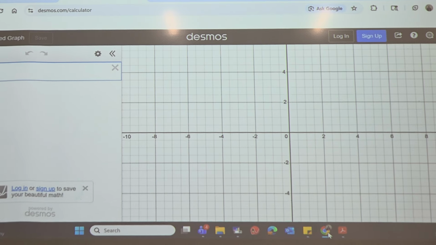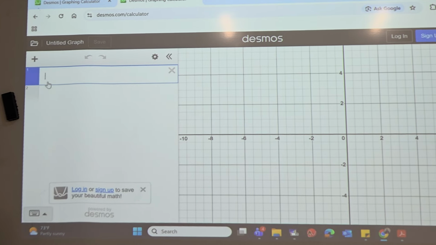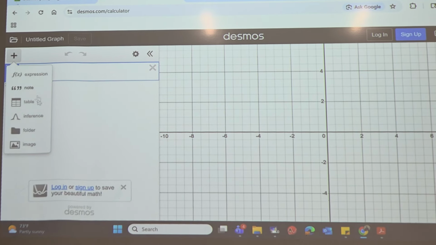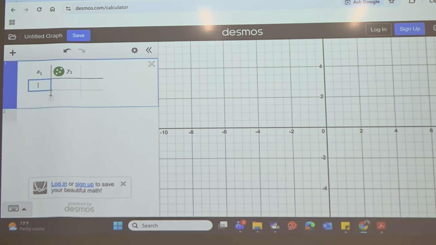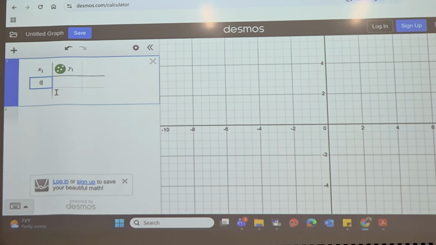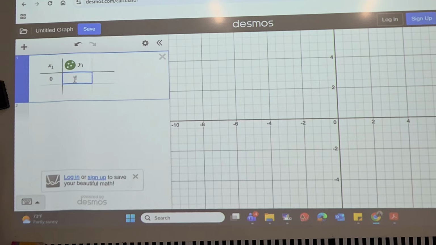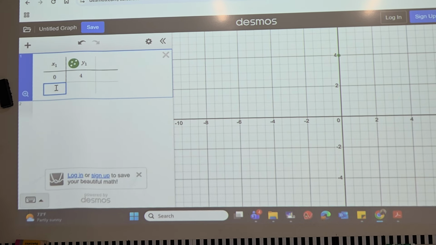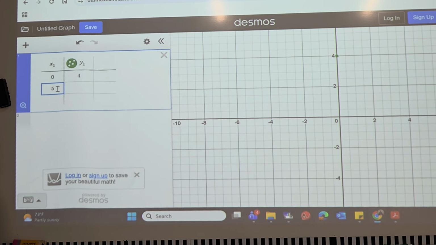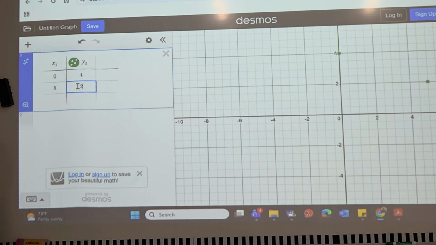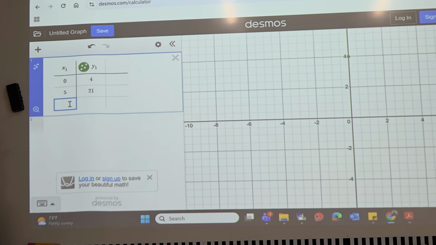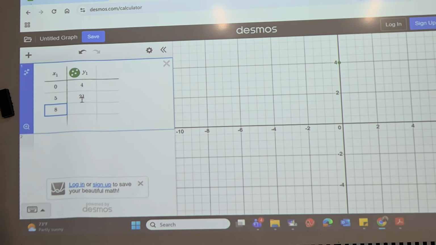So if I do that, I go over here to the plus sign, you click table, and then my points are 0, 4, I think I remember it was also 5, 21, and the last one was 8, 14.